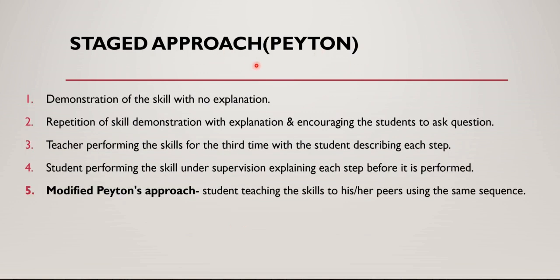Now next is the staged approach, that is the Peyton approach. Peyton's approach has 4 steps. Modified Peyton's is the 5th step, that is added extra. So first is demonstration of the skill with no explanation. Second is repetition of the skill, or demonstration with explanation and encouraging the student to ask questions. Then in the third step, the teacher performs the skill for the third time with the student describing each step. And in the fourth step, the student performs the skill under supervision, explaining each step before it is performed.